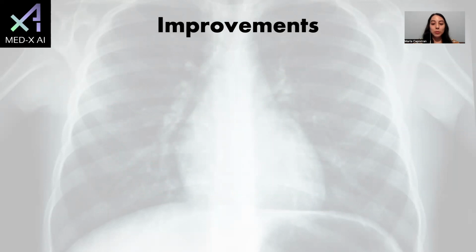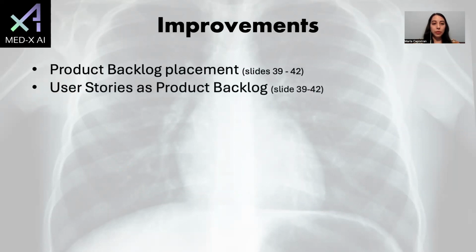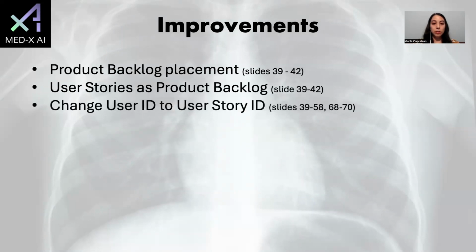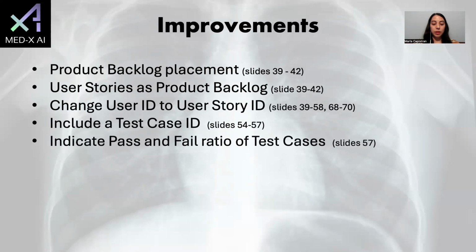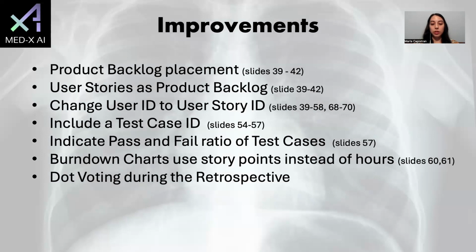After each sprint, Professor Wong gives us insightful feedback to improve our presentation and project. The improvements we have made for Sprint 3 are: change the product backlog placement, rename user stories as product backlog, provide user story IDs, include a test case ID, indicate a pass-fail ratio of test cases, use story points for burn down charts instead of hours, and incorporate dot voting during the retrospective.